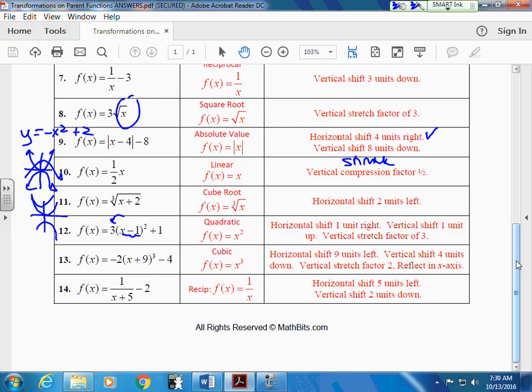Excuse me. You have a cubing function. Go to the parentheses first. This gives you a, what kind of shift?